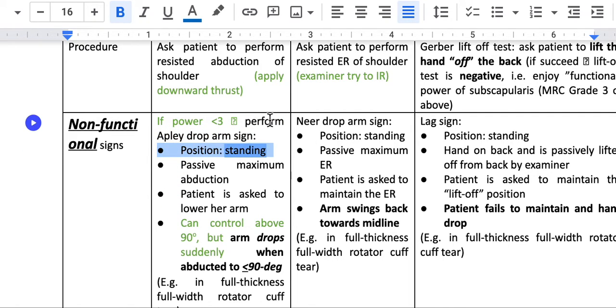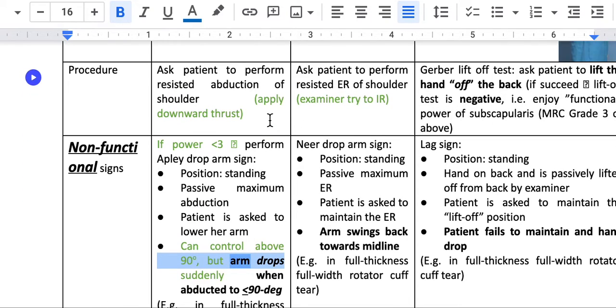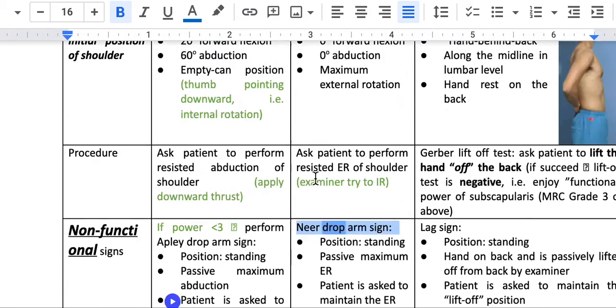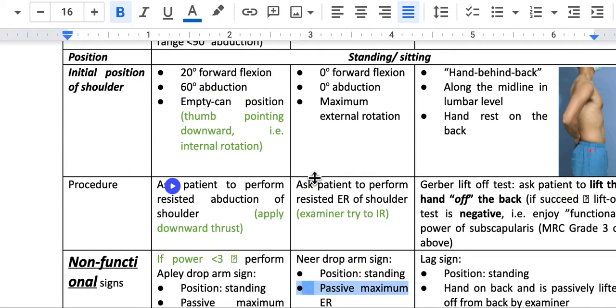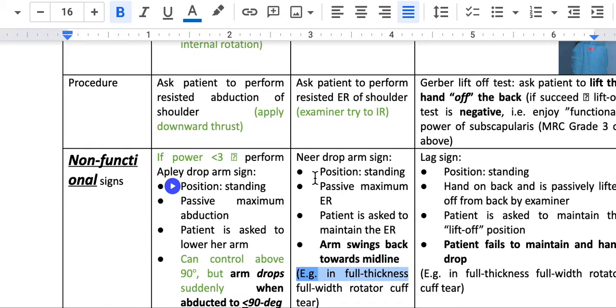Drop arm sign. Position: standing, passive maximum abduction. The patient is asked to lower her arm; she can control above 90 but the arm drops suddenly when abducted to 90, e.g. in full thickness full width rotator cuff tear. Near drop arm sign. Position: standing, passive maximum ER. The patient is asked to maintain the ER; the arm swings back towards the midline, e.g. in full thickness full width rotator cuff tear.